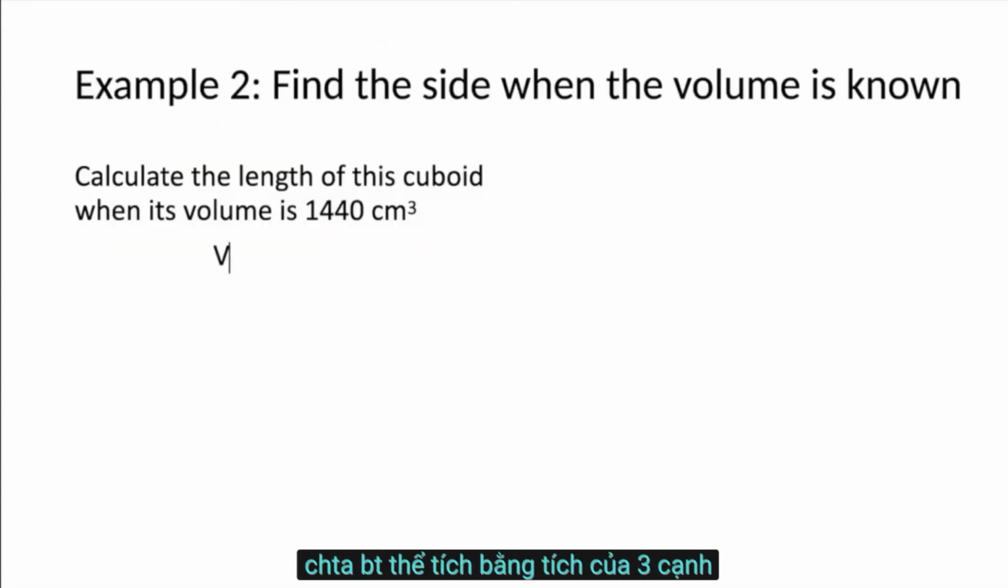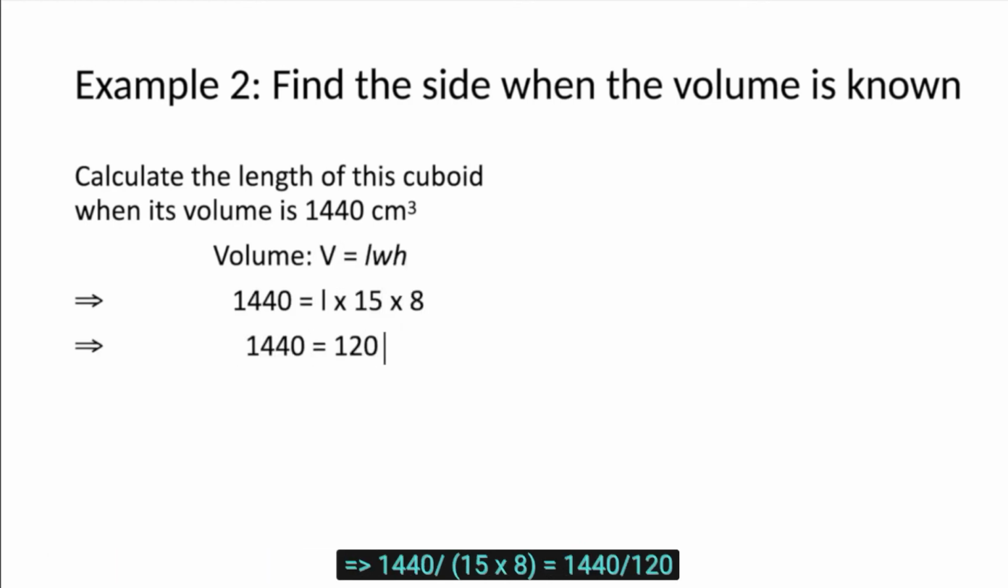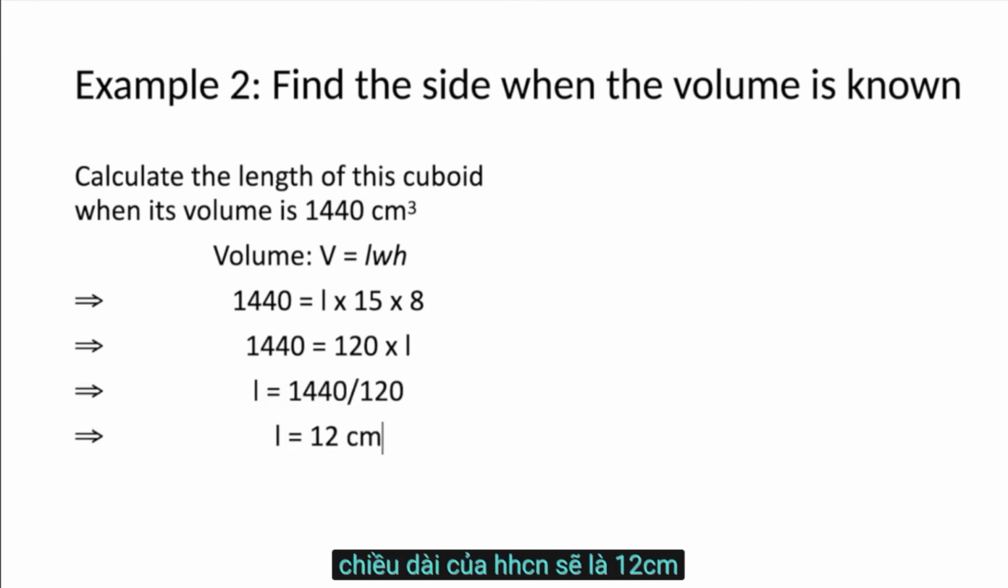We know that the volume is the product of the length, width, and height. From that, we can find the length by taking the volume and dividing it by the width and the height. That will be 1,440 divided by 15 times 8, or 120. The length of the cuboid will be 12 centimeters.